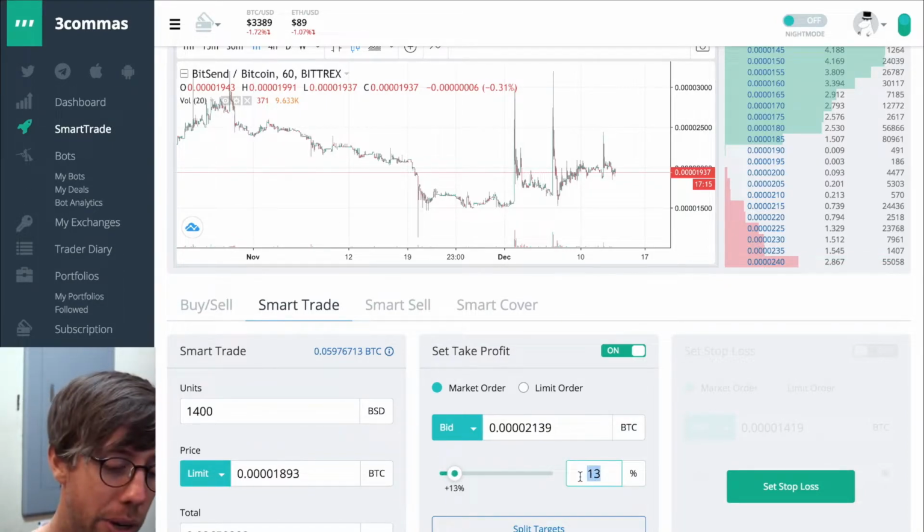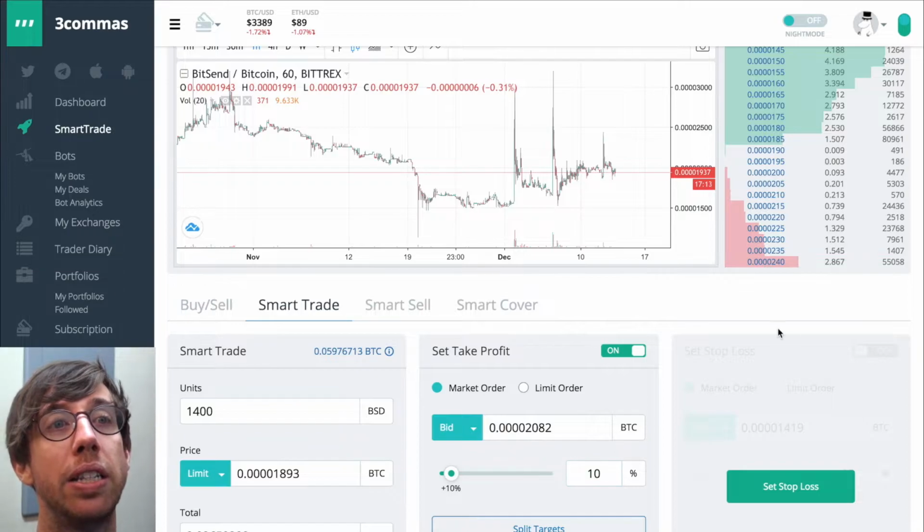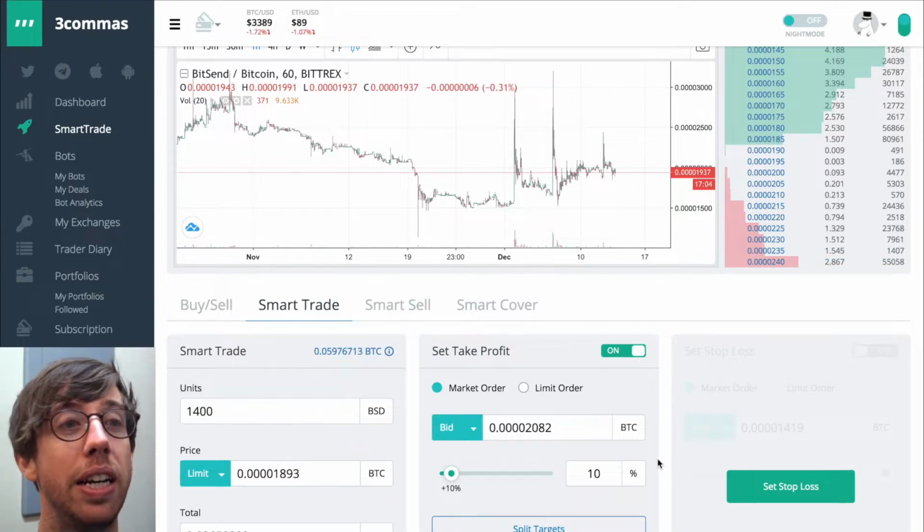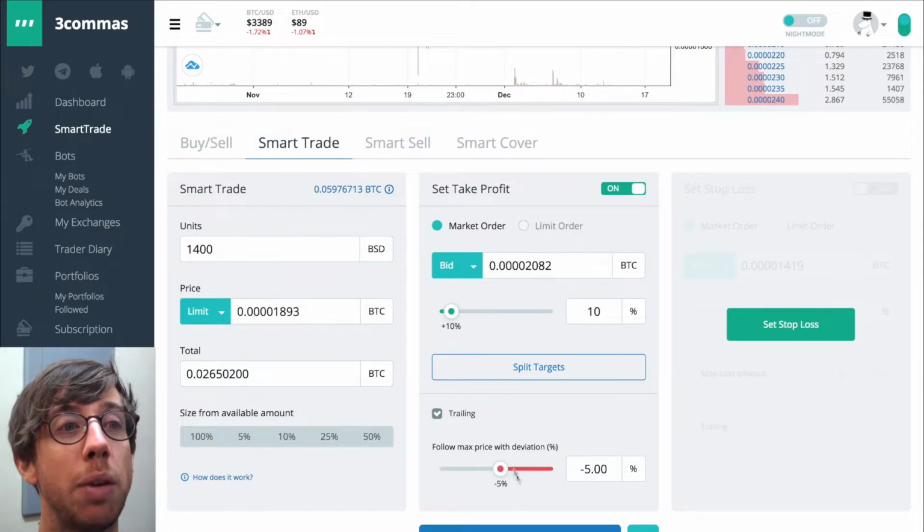I can say, well, I want to make 10% on this trade. 10% is very much within this range. I could easily make 10% on this next pop. So I'm going to leave it at 10%. The next thing I could do is enable trailing.